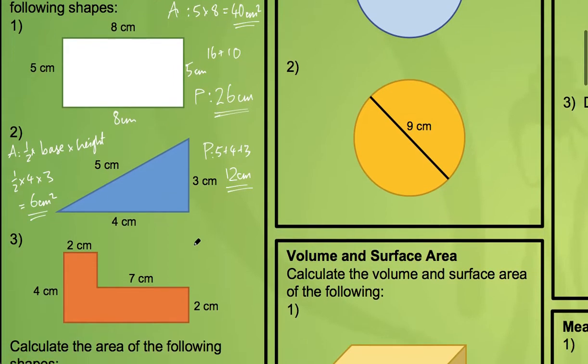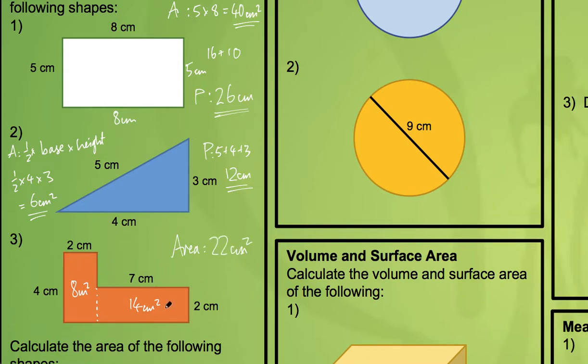Area of this one, I need to split it into 2 different rectangles to calculate the area. I'm just going to choose to split it this way. You could split it that way as well instead, but I'm going to choose to split it vertically here and label my extra sides. This part of the rectangle is 2 times 7, so that's 14 centimeters squared there. And this is 2 times 4, so that is 8 centimeters squared. Add them together, the area is 22 centimeters squared.